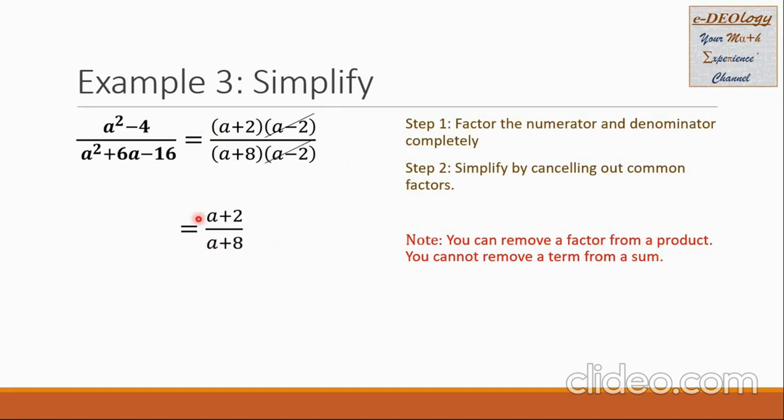So again, we cannot remove or cancel the a and the a because the a here is part of the sum of the numerator. And also the a in the denominator is part of the sum with this plus 8. So our final answer, a plus 2 over a plus 8.